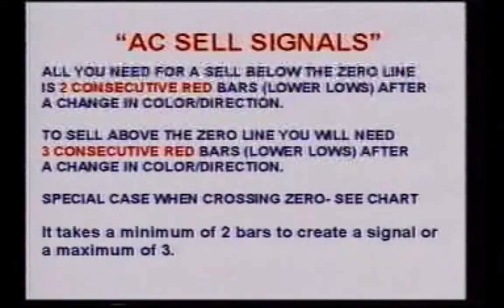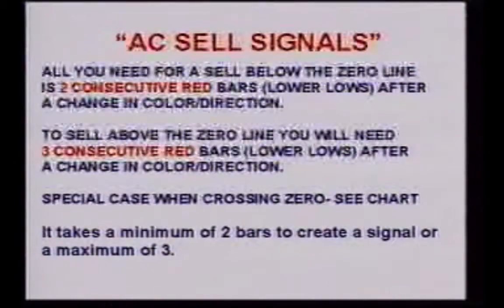All you need for a sell signal below the zero line is 2 consecutive red bars, or 2 lower lows, after a change in color and direction. To sell above the zero line, you will need 3 consecutive red bars, or lower lows, after a change in color or direction. Now remember your special case when crossing 0. You saw that in the AC buy signal. We'll cover that shortly. And remember, it takes a minimum of 2 bars to create a signal and a maximum of 3.